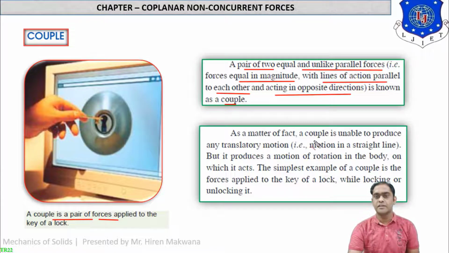As a matter of fact, a couple is unable to produce any translatory motion, which means by rotating the lock and key, it is not going anywhere. They stay at the same position.